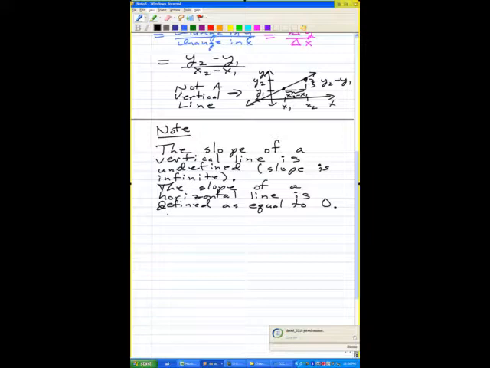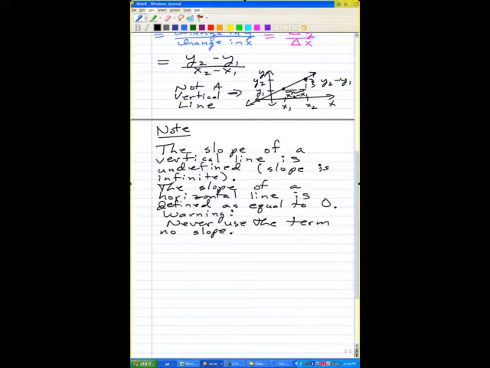Note, warning, never use the term no slope, because I don't know what you mean by no slope. So don't use that terminology. Either say that the slope is 0 for a horizontal line, or say that the slope is undefined for a vertical line.